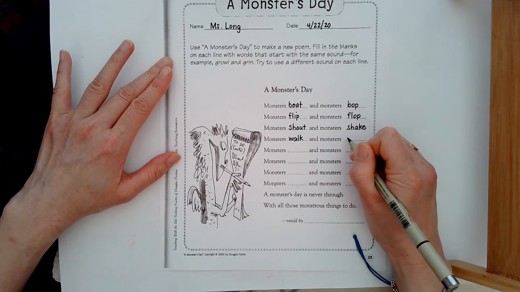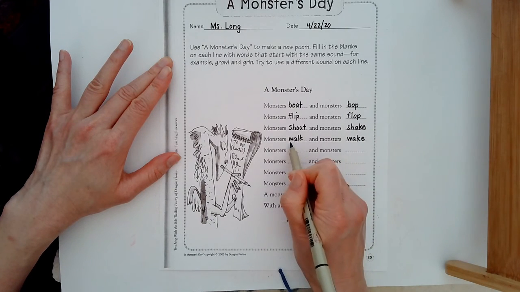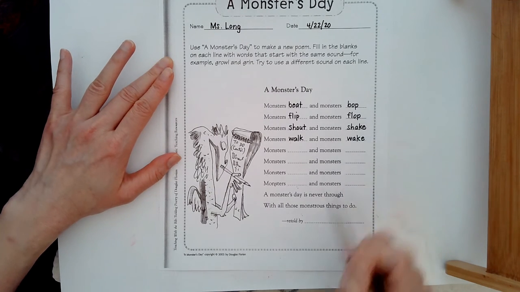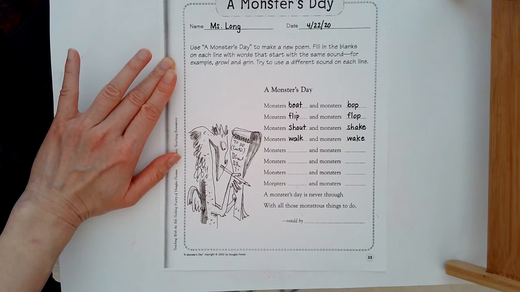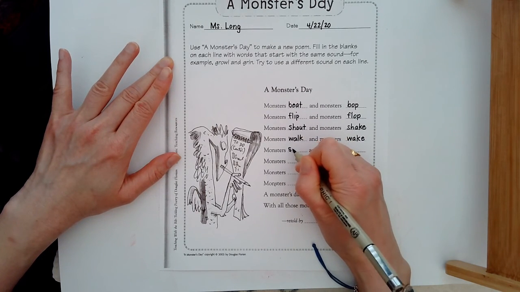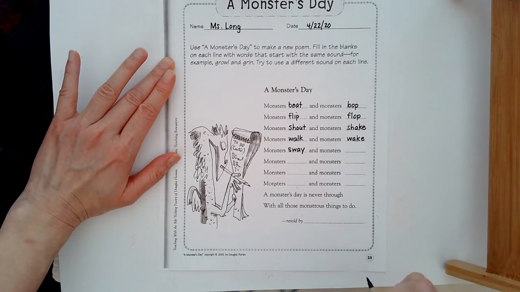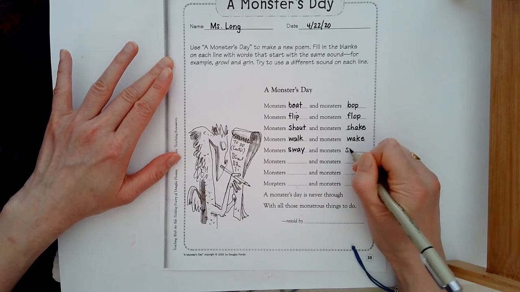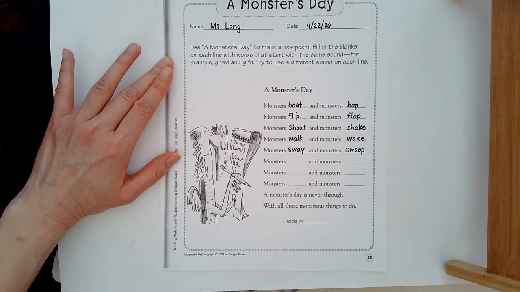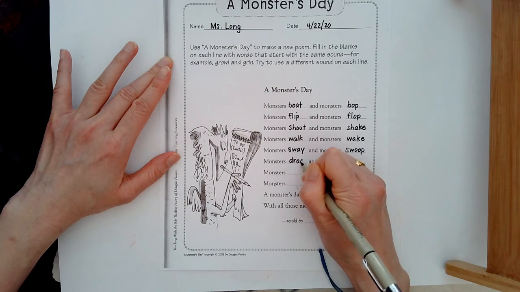Okay, monsters sway and monsters swoop. And then I'm going to have my monsters drag. I don't know what they're dragging, but they're dragging something. And monsters droop. So I have the dr sound at the beginning to show alliteration, and I have swoop and droop rhyming words.